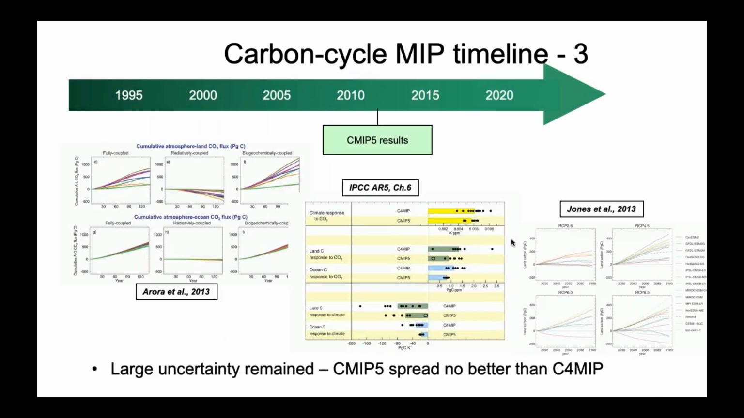Okay, so then we came to CMIP5, and unfortunately a large uncertainty remained. So again, we ran lots of models, and there was a big spread of the feedback, so there was a spread of their projections. So there's a handful of papers looking at the feedback terms and the compatible emissions, and the IPCC had a large section in the carbon cycle chapter looking at these feedbacks. And it was perhaps disappointing that the spread was no better than in C4MIP, although this is sort of inevitable when you do big multi-model studies.